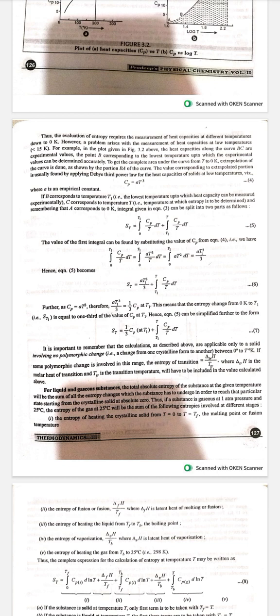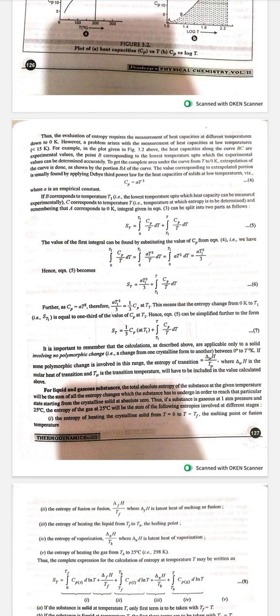The values corresponding to the extrapolated portion are usually found by applying Debye's third power law for the heat capacities of solids at low temperature, where A is an empirical constant, Cp is equal to AT cube. If B corresponds to temperature T1, the lowest temperature up to which heat capacities can be measured experimentally, and C corresponds to temperature T, the temperature at which entropy is determined, and remembering that A corresponds to 0 K.